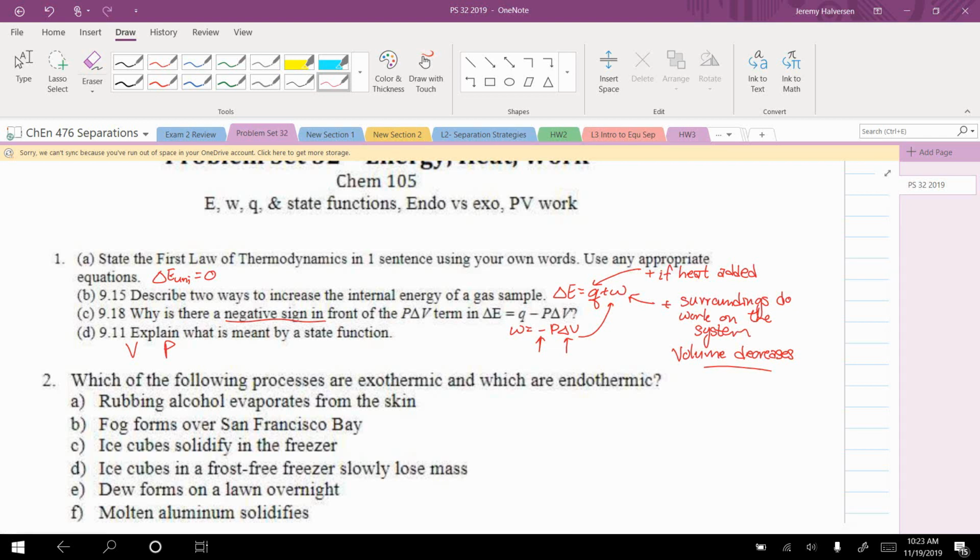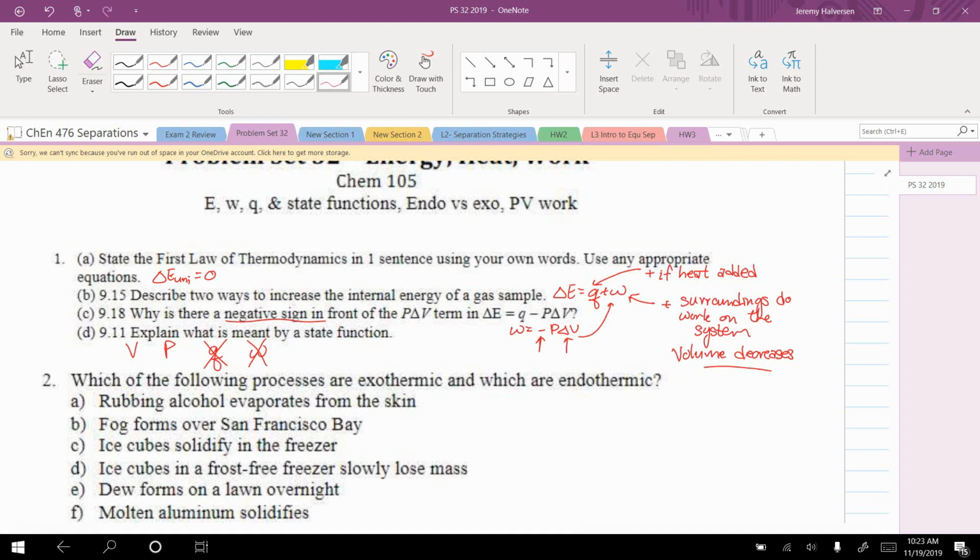Versus non-state functions, which have to do with change. Heat refers to energy being transferred into or out of a system. That's a change, and so Q is not a state function. And work also has to do with a change, in this case a change in volume, so work is not a state function.